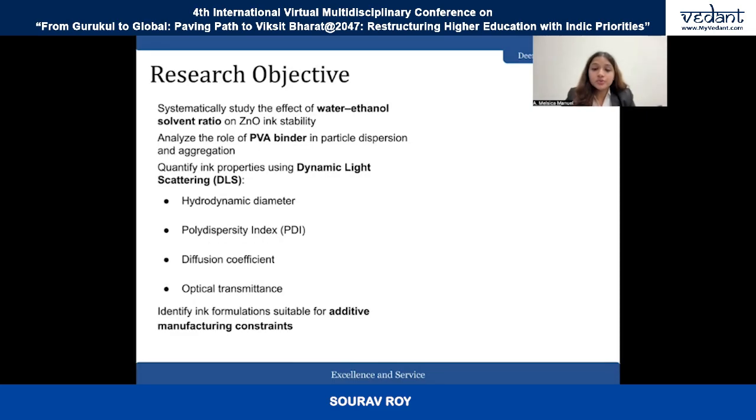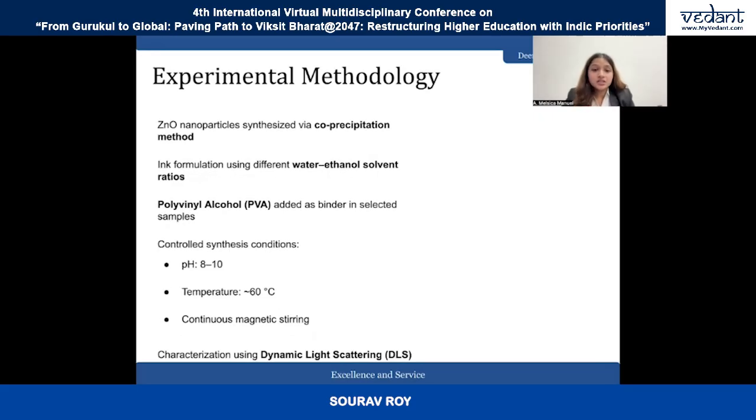Zinc oxide is a key material for printed electronics, but its tendency to agglomerate makes ink formulation challenging. The objectives of this work are to study the effect of water-ethanol solvent ratio on ZnO ink stability, analyze the role of PVA binder in particle dispersion and agglomeration, quantify ink properties using dynamic light scattering, and identify ink formulations suitable for additive manufacturing constraints.